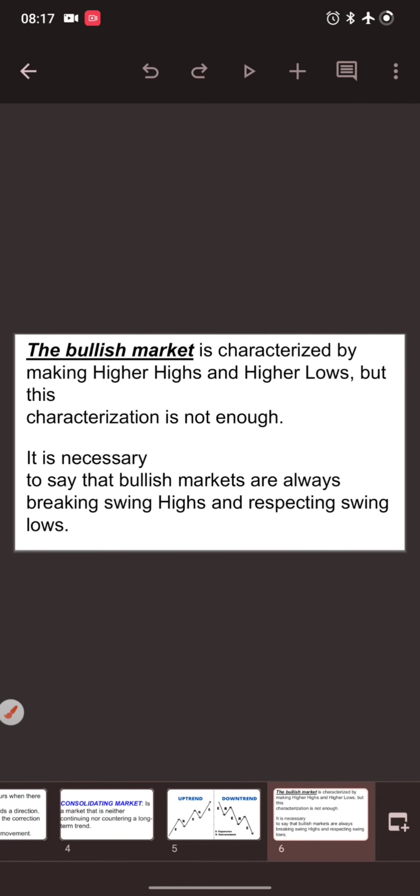Then the bullish market. There are two types of markets that we have. We have the bullish and bearish market. So the bullish market is characterized by making higher highs and higher lows. But this characterization is not enough. It is necessary to say that bullish markets are always breaking swing highs and respecting swing lows.